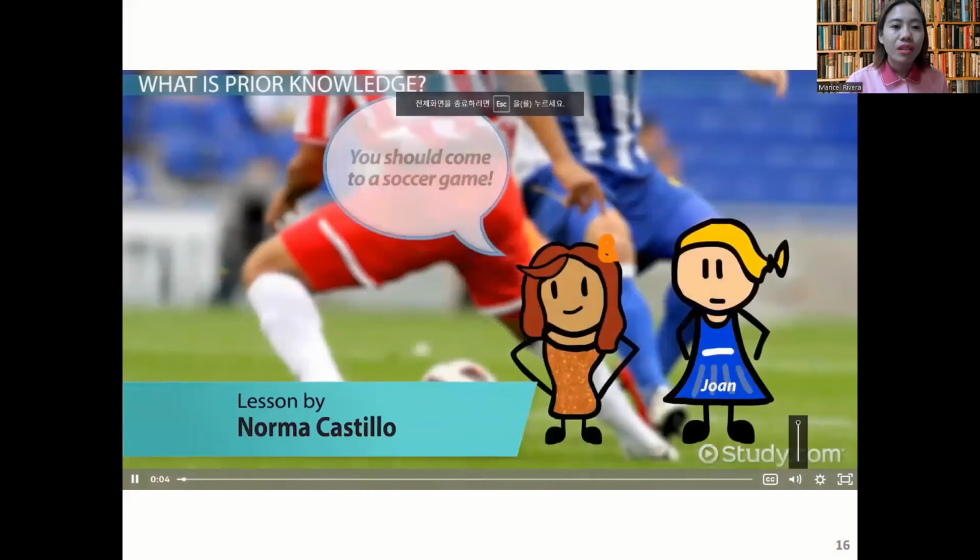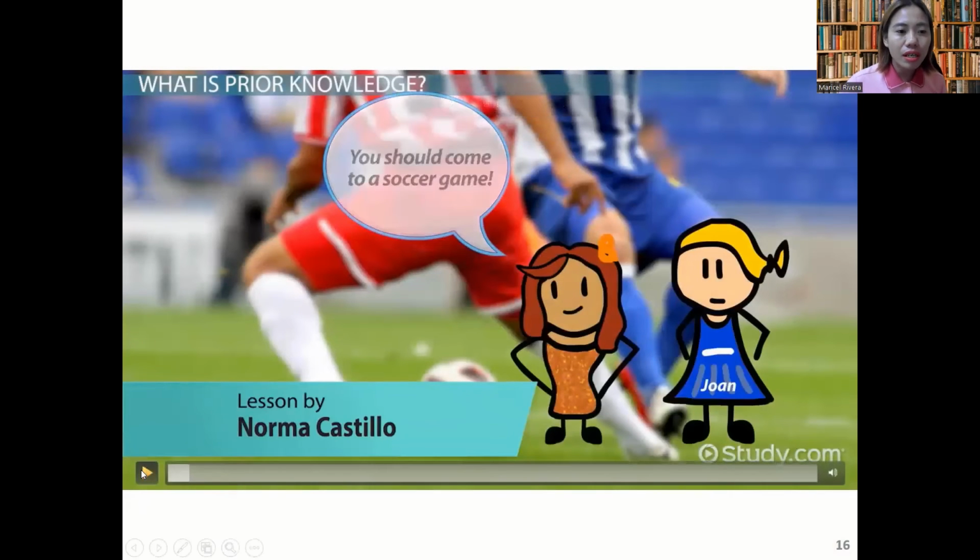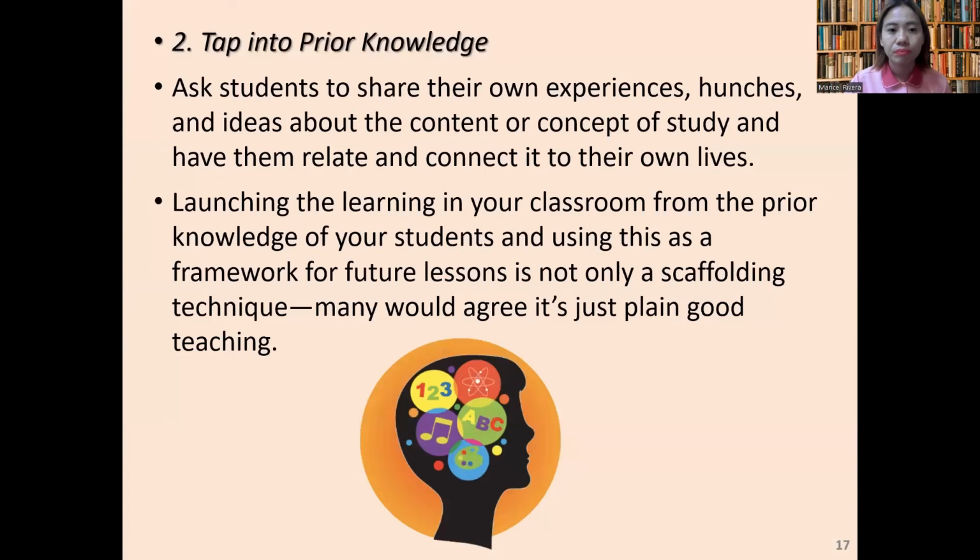Joan was recently invited to a high school soccer game by a friend. Okay, at this point we'll be looking into what prior knowledge is. You know, prior knowledge is our schema, it is our background knowledge, it is something that we already knew.